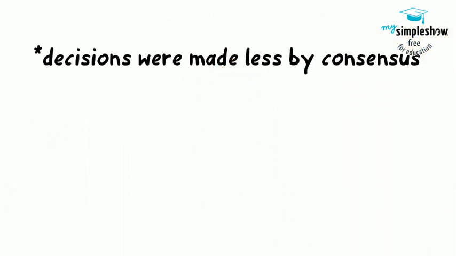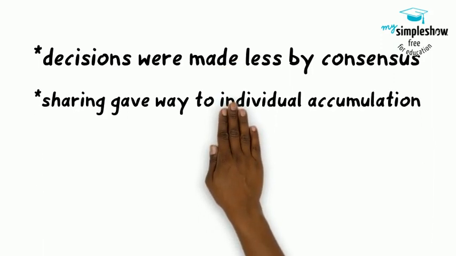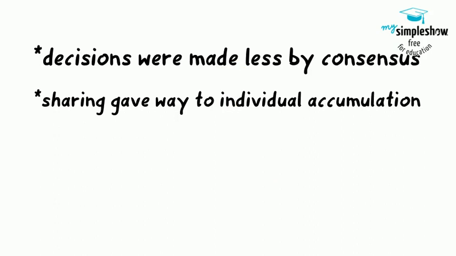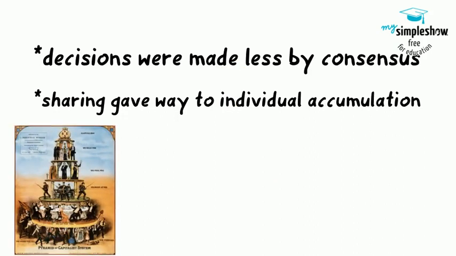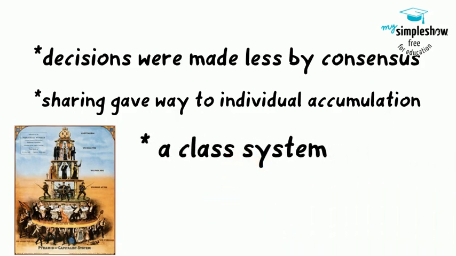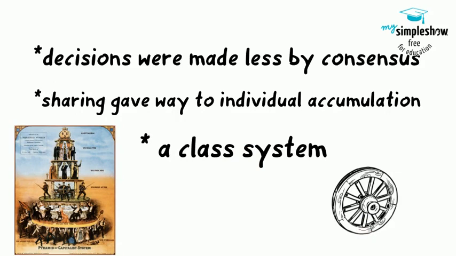Governance and rules moved from a consensus of the group to a council of leaders or a chief. Also, as opposed to nomadic life where all things in the tribe were shared, the new reality of settlement was that each family began to accumulate their own wealth and possessions, which created a class system. People developed new tools to make work easier, like the wheel.